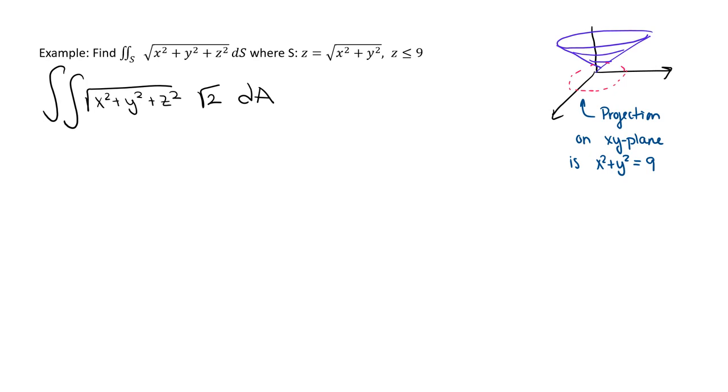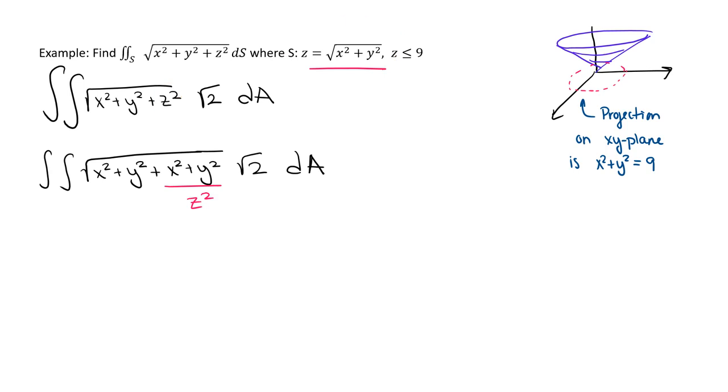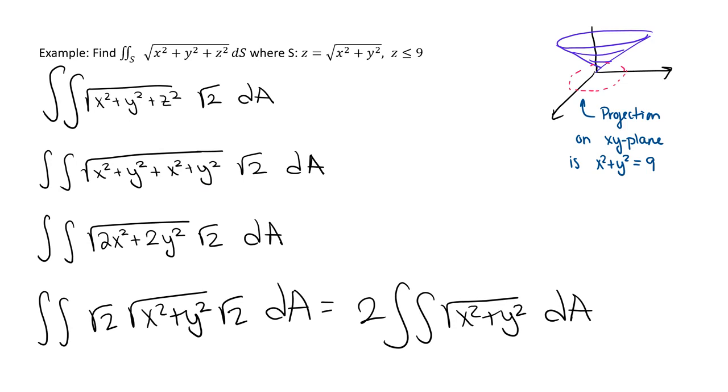Okay, so just copy down my integral. Let's see, one more thing I need to do. I want my integral to only have x's and y's in it. So I'm going to replace this z squared using that surface. So if z is the square root of x squared plus y squared, z squared, if you square both sides, is x squared plus y squared.